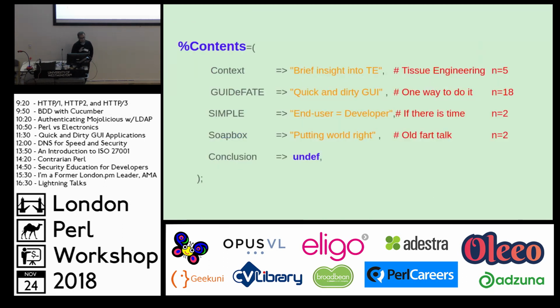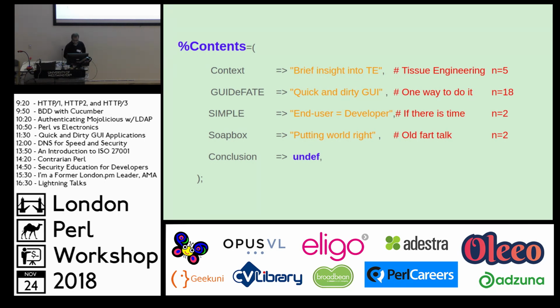So I'll divide my talk into a few sections. I'll give you a context of what I'm trying to do in my projects, and I have a couple going. I'll talk about the actual quick and dirty GUI. That'll have the bulk of the talk. I may briefly talk about simple, which is allowing the end user to be a developer as well. Then I'll use this opportunity to get on my soapbox and give you a couple of slides on why I think the world is going horribly wrong. Only 2 slides.